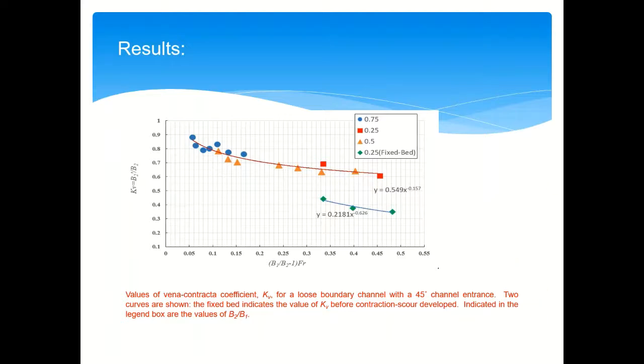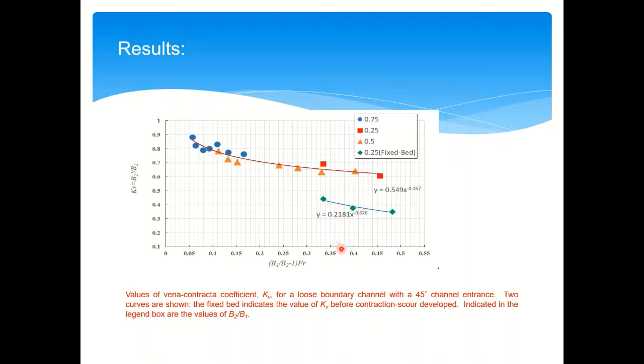The data from the table were plotted here. The vertical axis is KV, which is the vena contracta coefficient, and the horizontal axis is a dimensionless number that shows the properties of the flow, including the velocity and the contraction ratio. This plot has two curves. This one is for the erodible bed conditions, and this curve is for the fixed bed conditions.